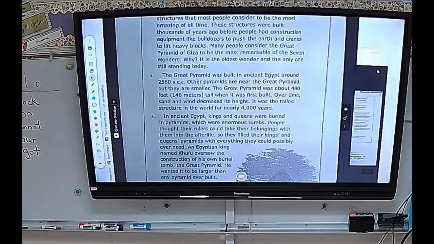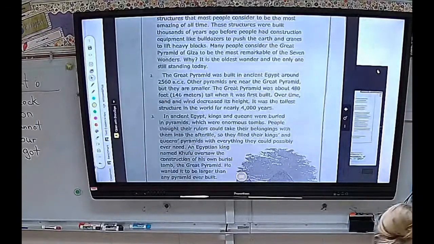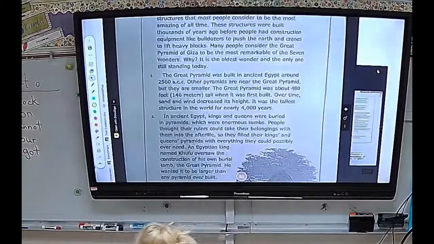In ancient Egypt, kings and queens were buried in pyramids, which were enormous tombs. People thought their rulers could take their belongings with them into the afterlife. So they filled their kings' and queens' pyramids with everything they could possibly ever need. An Egyptian king named Khufu oversaw the construction of his own burial tomb, the Great Pyramid. He wanted it to be larger than any pyramid ever built.